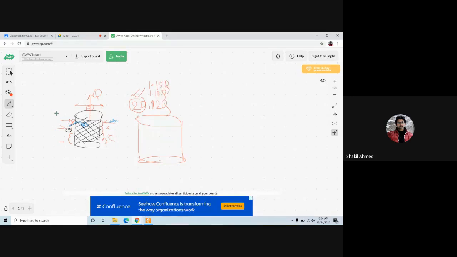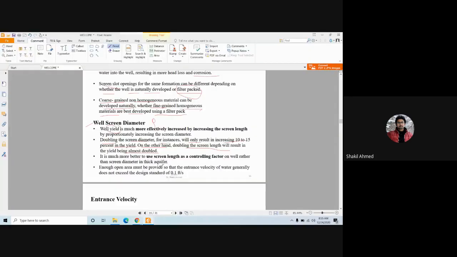But if you increase the length of the screen to double, 2L, rather than increasing the D, then your discharge will be 2Q. So discharge can be increased to a higher degree by increasing the length, in comparison to increasing the diameter. Is it clear? Yes, sir.